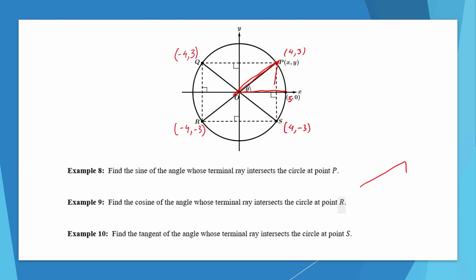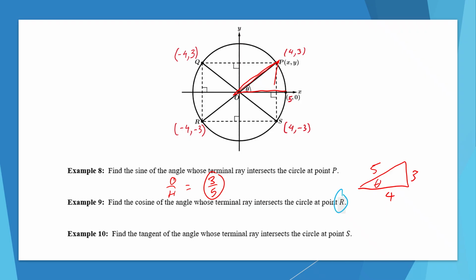So this one is going to look like this, where it's going to be 4, 3, and 5, and then this is our angle. So sine is opposite over hypotenuse. So this one should be opposite 3 over hypotenuse 5. So 3/5 there.